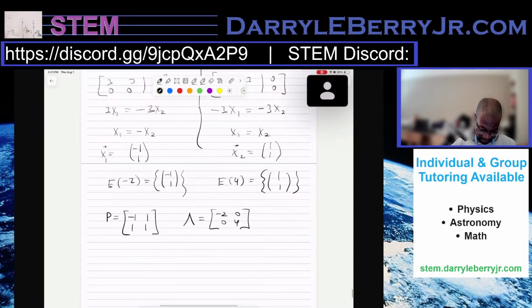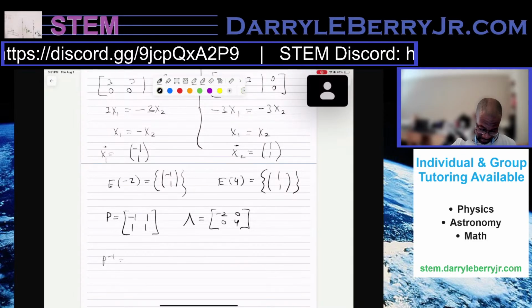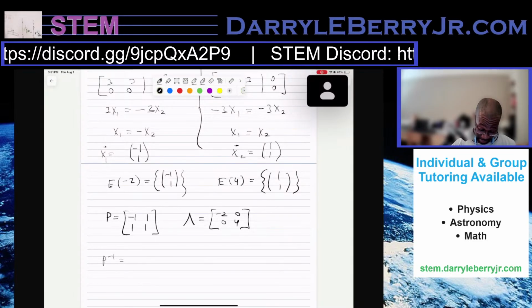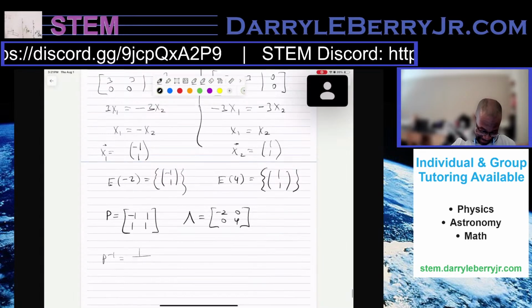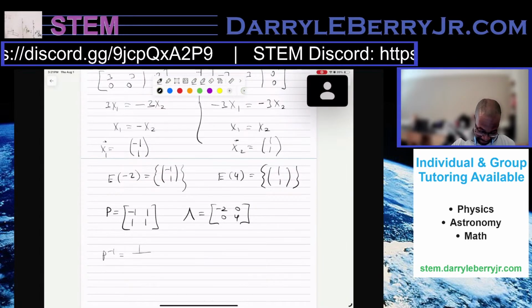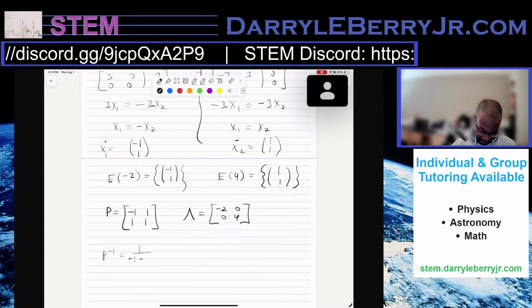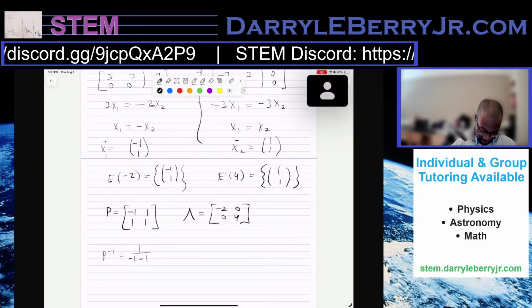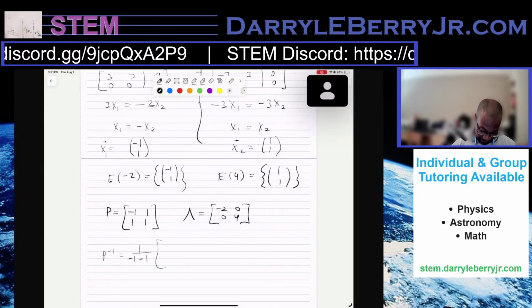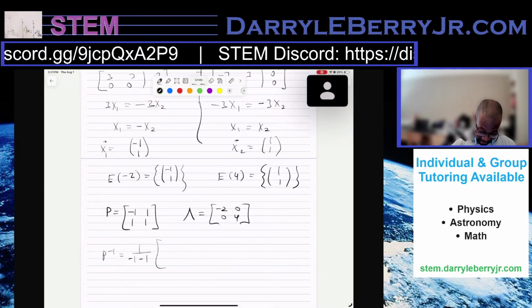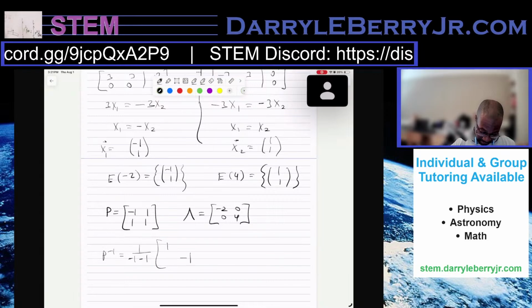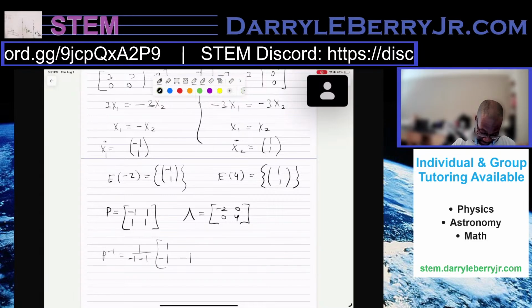So now all I have to do is take P inverse, which I bet you this time I'm going to remember. And we're going to see, I'll forget it by the time we get there. So we're going to have negative 1, 1, and we have to swap those. So it's going to be 1, negative 1. Then we have to make this negative.